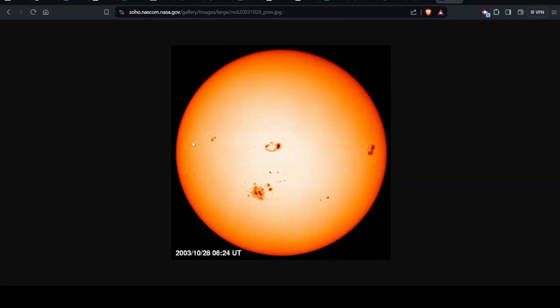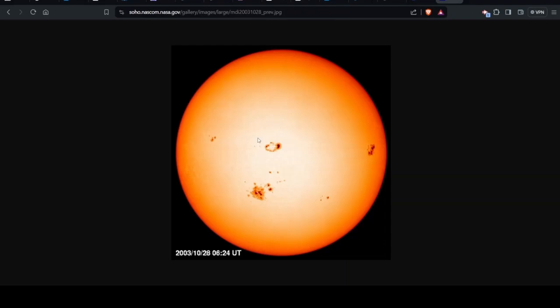And they're dark because they're cooler, because the magnetic flux from the magnetic fields entering and exiting the sun inhibits convection. Remember, convection was how the heat comes from the center to the surface of the sun. And the magnetic field inhibits that convection, so it reduces the temperature. So cooler temperature looks darker on the surface to us.